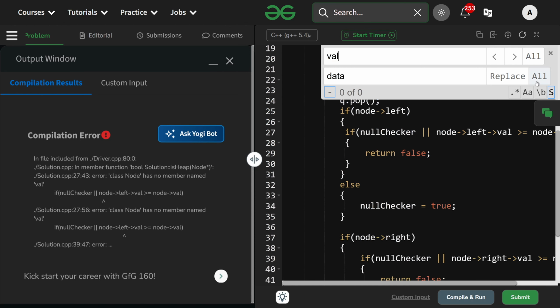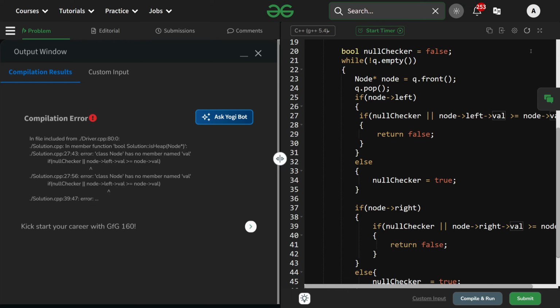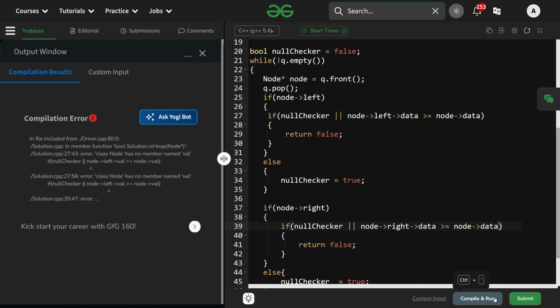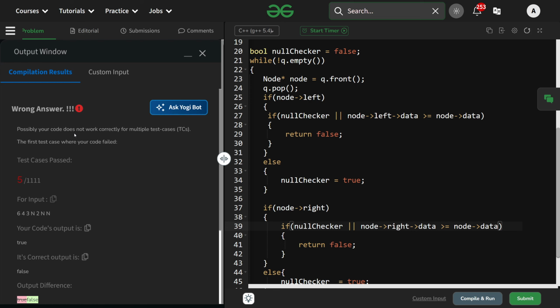Replace value with data. Just replace all. Oh, this is the first time I'm using these things. Replace all. Oh man, I type more than this. Thank God I have not used it at a very large scale. So let's see. Was there any other compilation error? I don't think so. If it passes, good guys, otherwise just understand the concept.